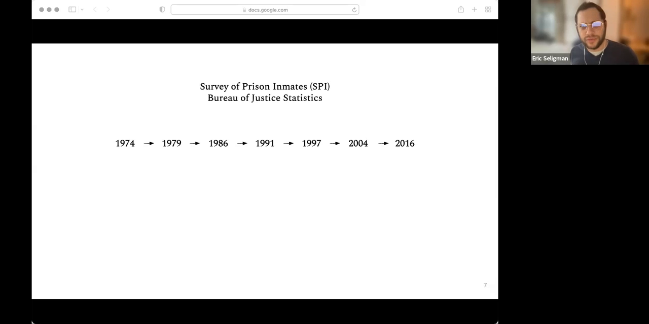We only look at state prisoners because it allows us to use all 7 surveys, since federal prisoners weren't included until the 90s, and about 90% of prisoners are incarcerated in state prisons. So we consider this to be a useful national representation.